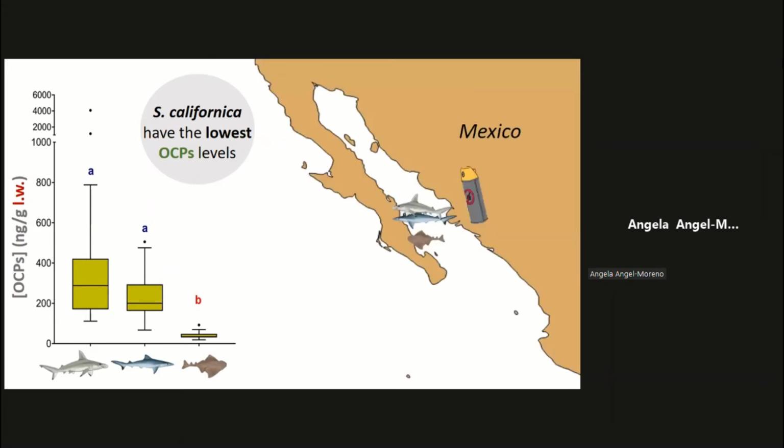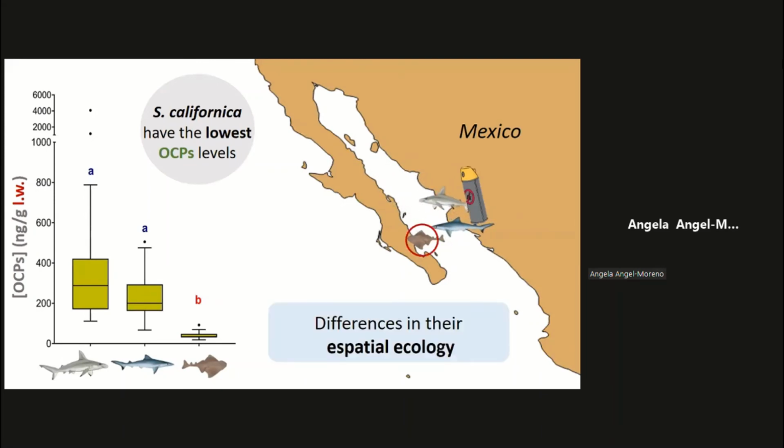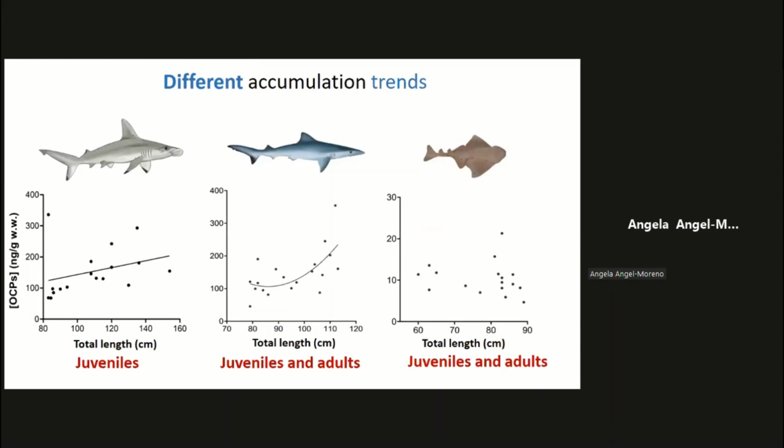Since the 3 shark species are tertiary consumers in the Gulf of California, one possible explanation of the low organochlorine levels in angel sharks is that this species experienced a lower exposure due to its spatial ecology. We found that the three species also show different lifetime accumulation trends, confirming that multiple factors influence the accumulation patterns in sharks.